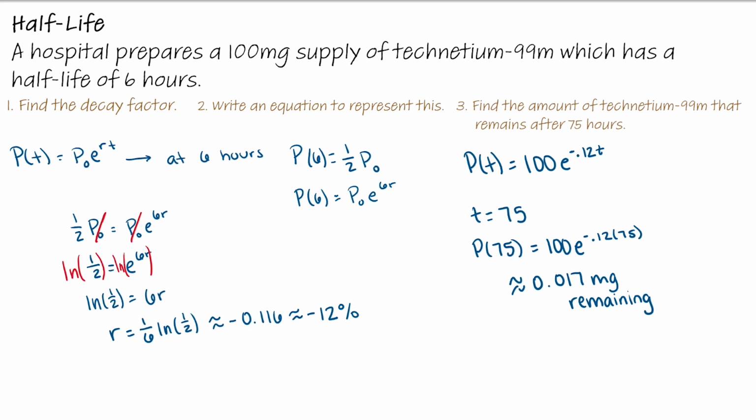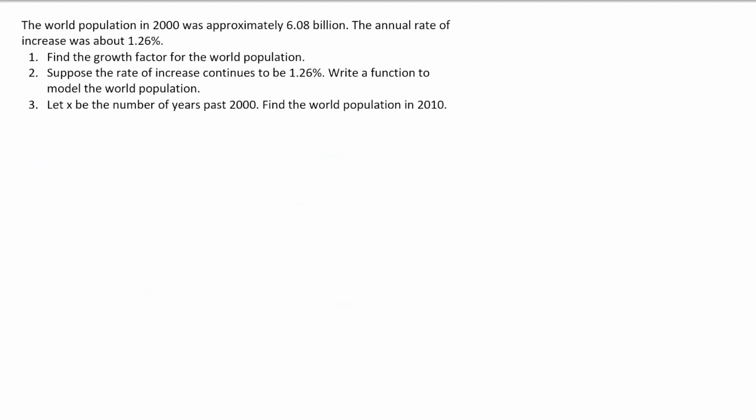Now let's use these formulas to solve real-world examples. The world's population in 2000 was approximately 6.08 billion. The annual rate of increase was about 1.26%. We need to find the growth factor for the world's population. Suppose the rate of increase continues to be 1.26%, write a function to model the world population, and let x be the number of years past 2000, find the world population in 2010.